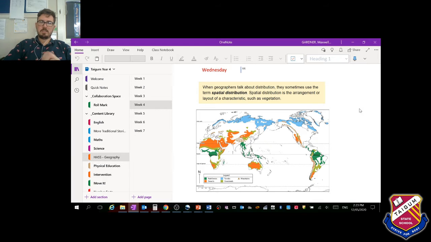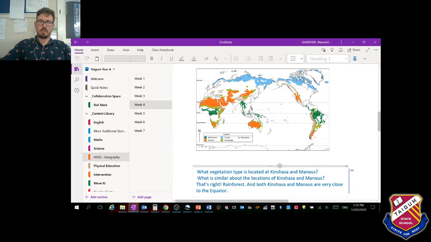First of all, we're going to talk about a map type that we use. So when geographers talk about distribution, they sometimes use the term spatial distribution. Spatial distribution is the arrangement or layout of a characteristic such as vegetation. So this map shows us the different types of vegetation across the world. We've got deserts in orange. We've got rainforests in green, which tend to hang around the tropical area. We've got tundra, which is up in the cooler areas. We've got grasslands, and we've also got mountains.